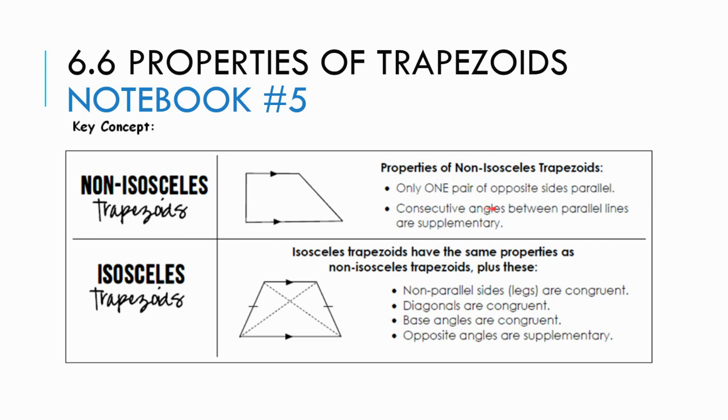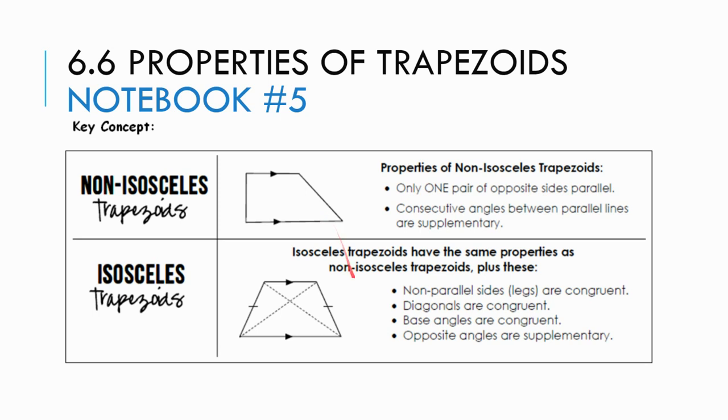So it has one pair of opposite sides that are parallel. Okay, that's what makes a trapezoid. And then this part's important. It says consecutive angles between parallel lines are supplementary. So these two angles here and here, the two angles in between the parallel lines, are supplementary, and that means they add up to be 180. This picture is a little bit easy, right? But if this was 90, this would be 90. Well, if this was 140, then this would be 40. They have to both add up to be 180.